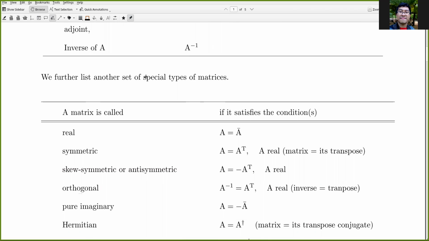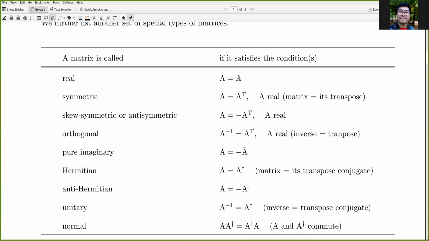We further list another set of special types of matrices. For example, a real matrix is one where if you take the complex conjugate of each element, you still get the original matrix A. It is symmetric if we transpose, as long as A is real, we get the original matrix A. It's skew symmetric or antisymmetric if we transpose, it only gets back A if we write in negative here. Orthogonal if the inverse is equal to the transpose.